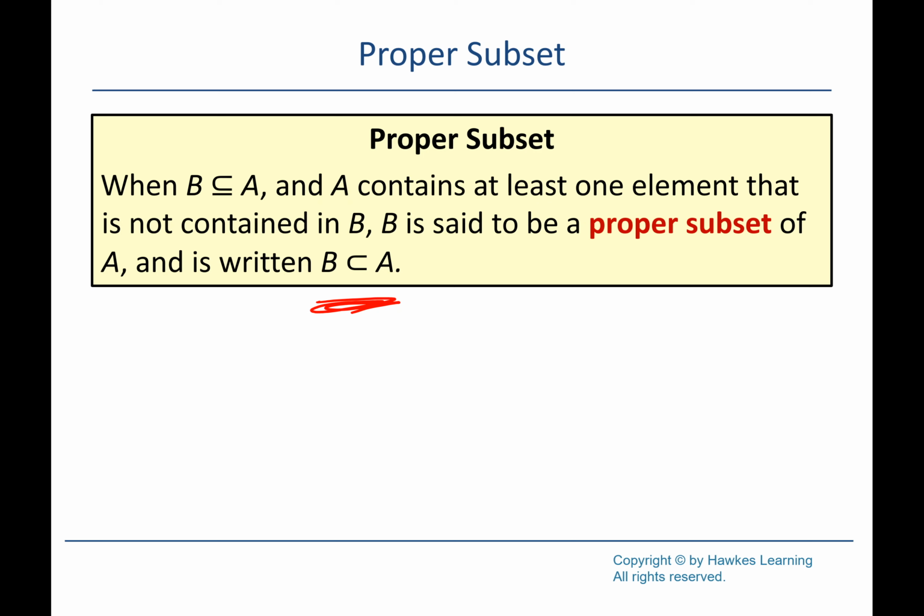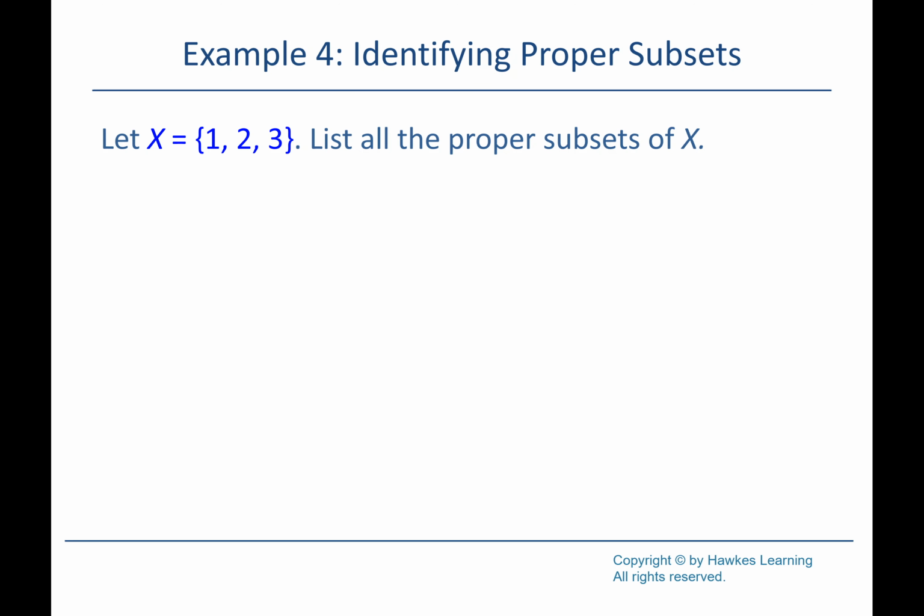All right, so let's look at an example here. So here's a set X, has the numbers 1, 2, and 3 in it. It says list all the proper subsets. So since it says proper, we know we're not going to have the set 1, 2, 3. We got to leave that one out because it says proper. If it didn't say proper, we could use that one.